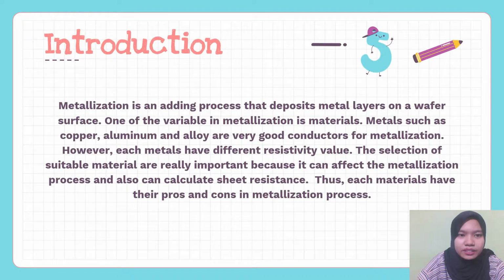As an introduction, metallization is an adding process that deposits metal layers on a wafer surface. One of the variables in metallization is materials. Metals such as copper, aluminium, and alloy are very good conductors for metallization. However, each metal has a different resistivity value. The selection of suitable material is really important because it can affect the metallization process and also can calculate sheet resistance. Thus, each material has its pros and cons in the metallization process.